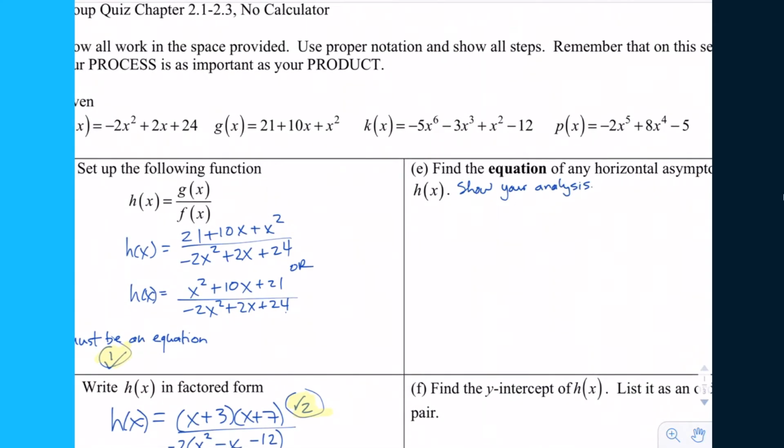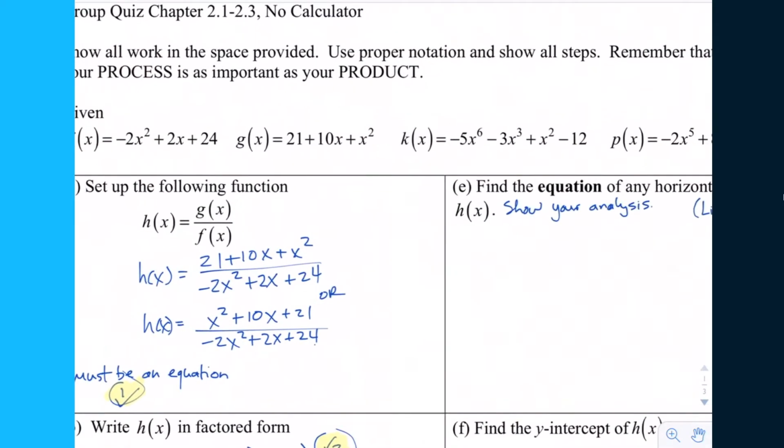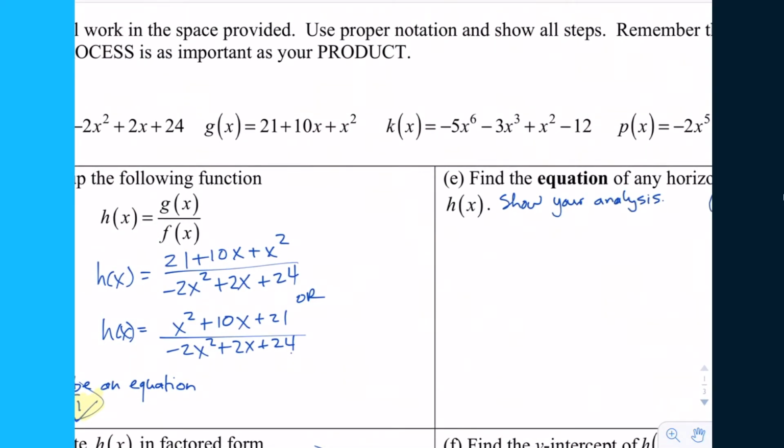We're looking at the... But we're evaluating a what? Limit, right? Remember the definition of a horizontal asymptote? So it does come down to the end behavior model, yes. So you could say the limit as x goes to infinity of h of x equals. Now, if you want to put h of x there, you can. If you want to put what the actual h of x expression is, you can. But that would be the analysis. That's all I would need.